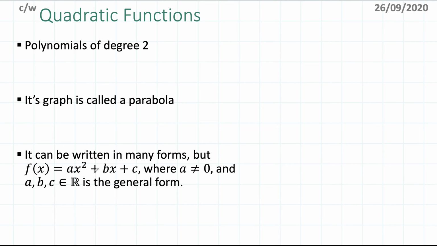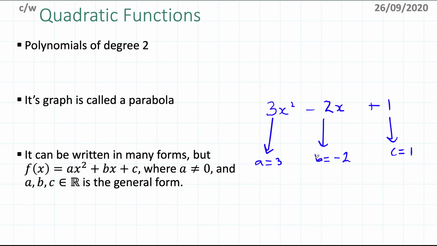So it's good to be able to identify your a, b, and c throughout. For example, if I have 3x squared minus 2x plus 1, my a in this case is 3. My b is, be careful with the sign, negative 2, and my c is equal to 1. Now b can be 0, so you can have something like 3x squared plus 1, so there's no b term in there, and your c can also be 0, so it could be something like 3x squared minus 2x. There's no c value in there, but more on these forms in other videos.